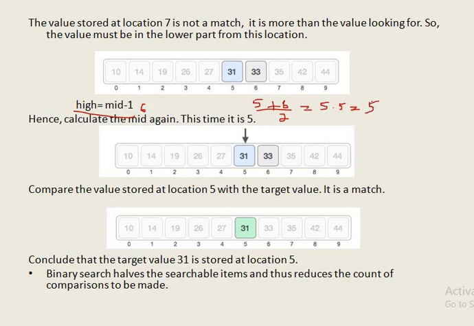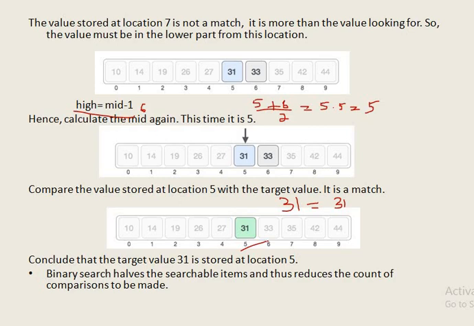Therefore 5 will be the value of mid. Now the element at position number 5 is compared with the element that is being searched. The element at position number 5 here is 31, and we are searching for element 31. Hence a match is found. Therefore the position of this element will be returned as the result, that is, element 31 lies in position number 5. That is the final result, and we will complete the process.